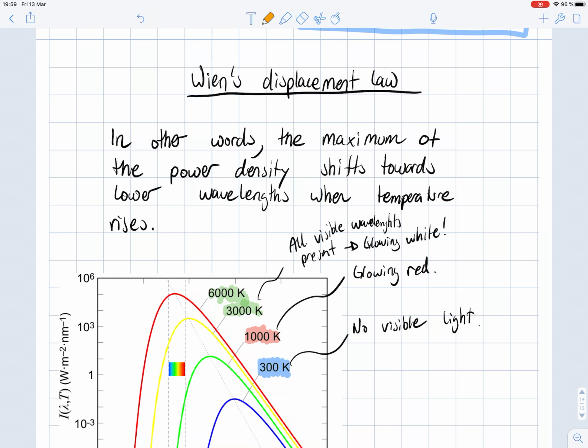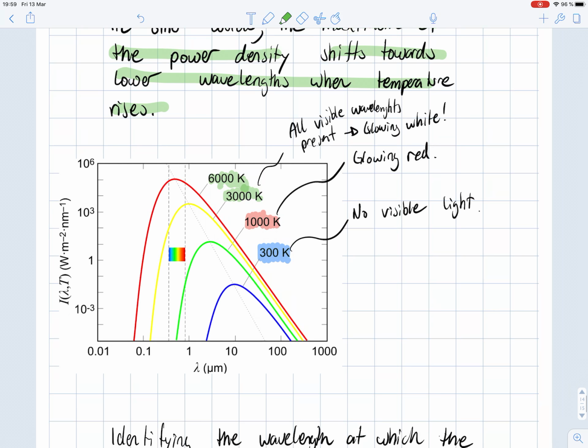One feature of this is that the maximum of the power density will shift toward the lower wavelength when temperature rises. So this is, as I mentioned a few minutes ago, at 300 Kelvin you'll have no visible light because the whole curve is in the high wavelength region. If we go to this green curve, this has, as I said, a tail that goes into the visible light. What's interesting with that is that the largest wavelength for visible light is in the red region. So this thing here will appear glowing red.